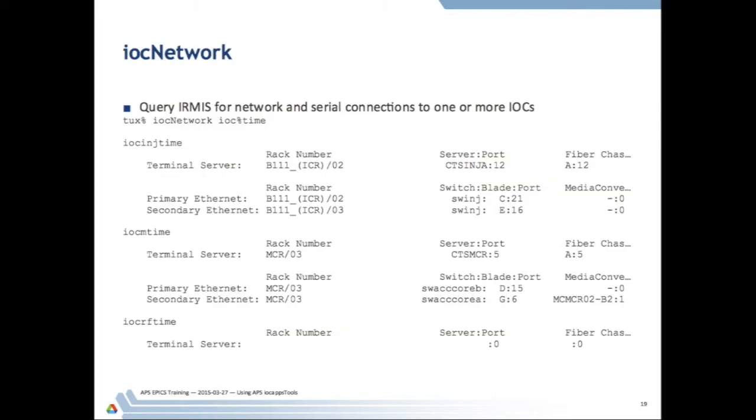IOC network. One of the other ERMIS queries that I know I've done before is: what are my network connections for this particular IOC or for a set of IOCs? And so IOC network will answer this question. Again, I'm using a % sign here, IOC % time. So % is my wildcard. It gives me responses for IOC INJ time, M time, RF time, and there was another one, S35 time, I think, that also matches that pattern. So it basically tells us what the terminal servers are and how their Ethernet connections connect into the network.